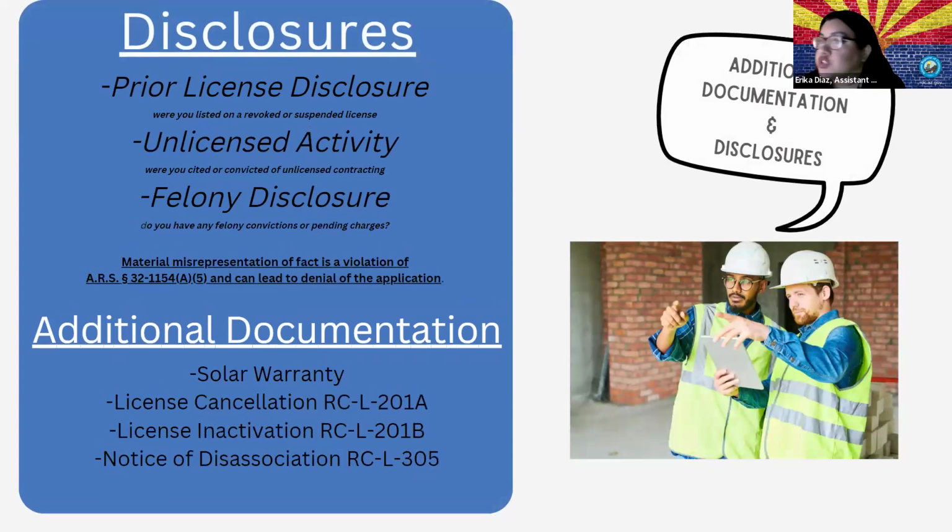All right, disclosures. There are disclosures at the end of the application process that will ask for a few different items: if you have ever been listed on any prior license that has been revoked or suspended, if you were ever cited for any unlicensed activity, or if you have any felony convictions or pending charges. These are required to be answered, and they are required to be answered truthfully.